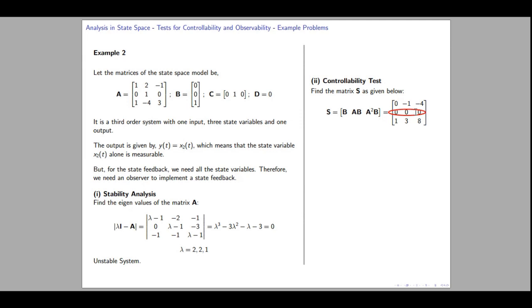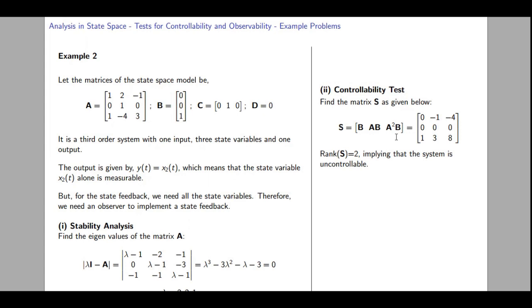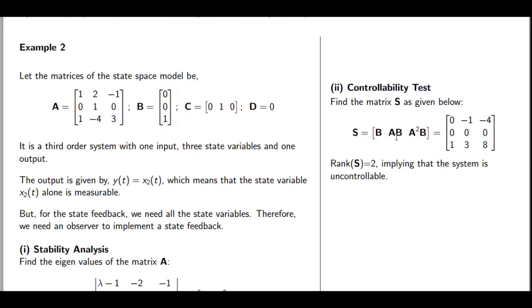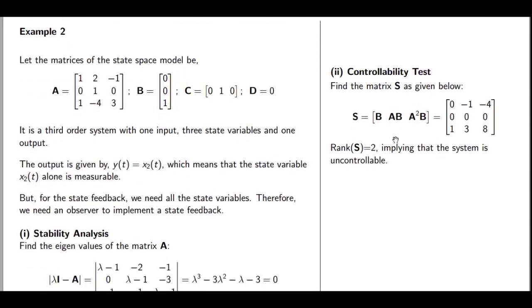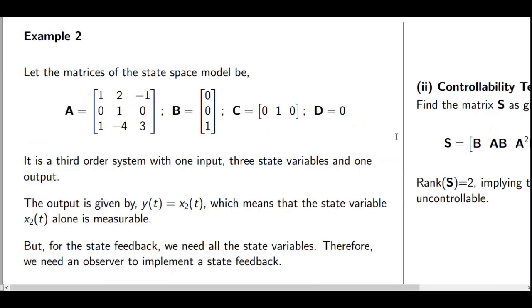And if you want to know the exact rank of this matrix, you need to go for reduced row echelon form, and it is found that the rank of this matrix is 2. Therefore this is an uncontrollable system. There is no need to spend time in designing a controller for this system. That is what it says.